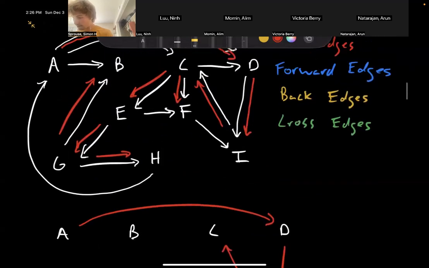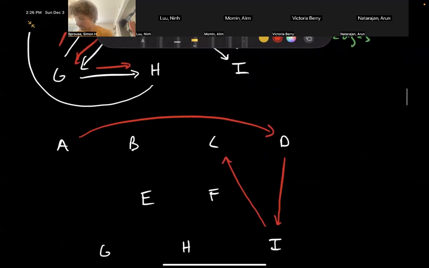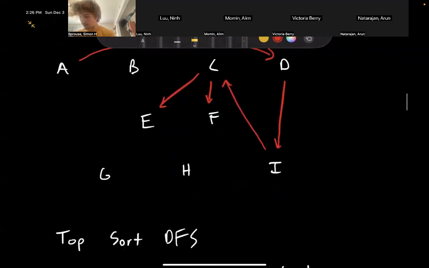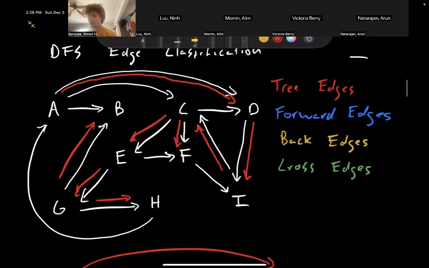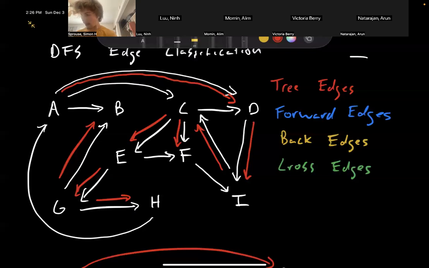And then from C to E and F. And then from E to G and H and B. Okay, so this is what DFS looks like. This is the order in which you actually traverse the graph. All of these are marked as tree edges. Now, what do we do about the edges that we haven't marked in yet?